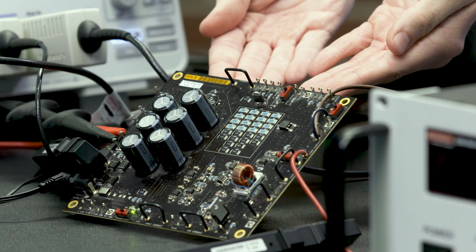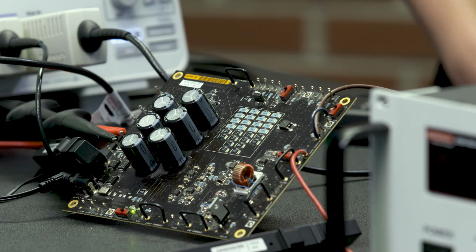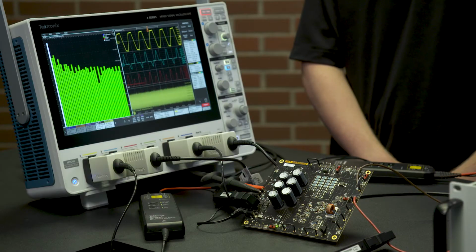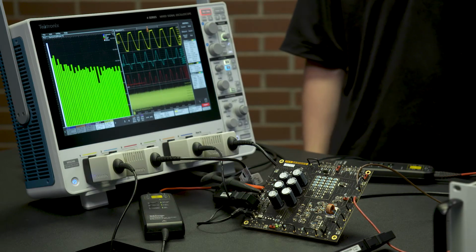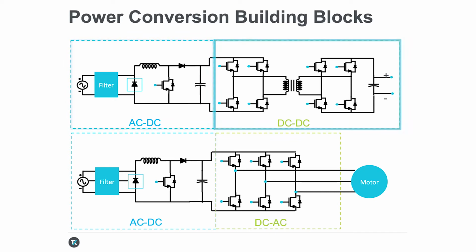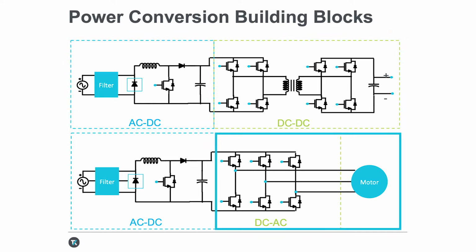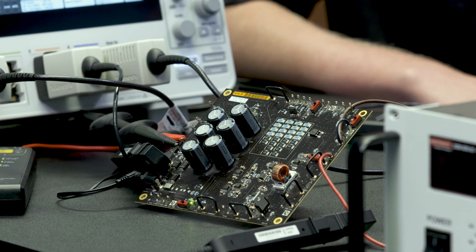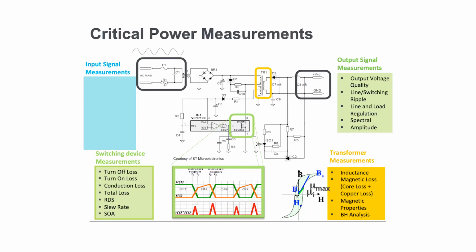We'll be using an AC to DC converter demo board for the example in this video series, but these measurements apply to pretty much all power converters, including AC to DC, DC to DC, and DC to AC inverters. Let's start at the input of our AC to DC converter, where testing power quality is critical. This involves looking at input power, input ripple, reactive power, apparent power, power factor, crest factor, as well as harmonics.